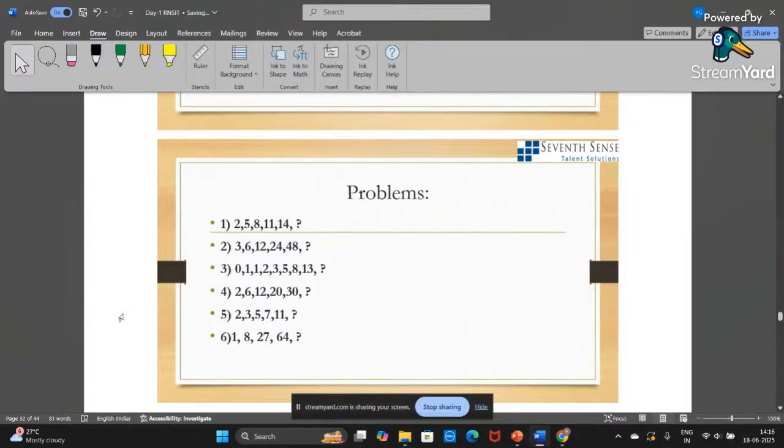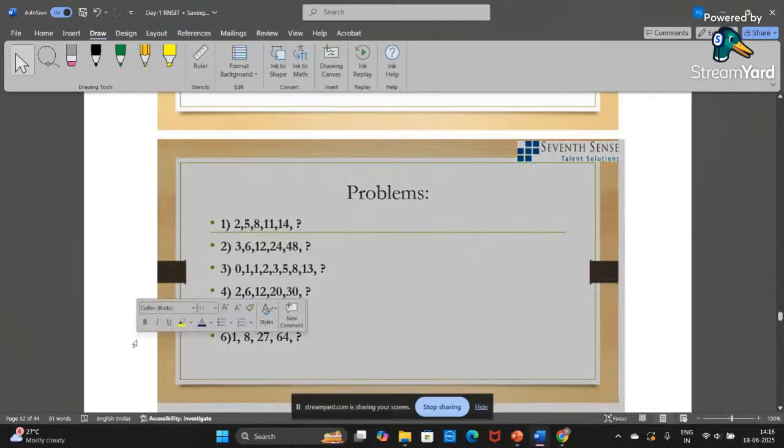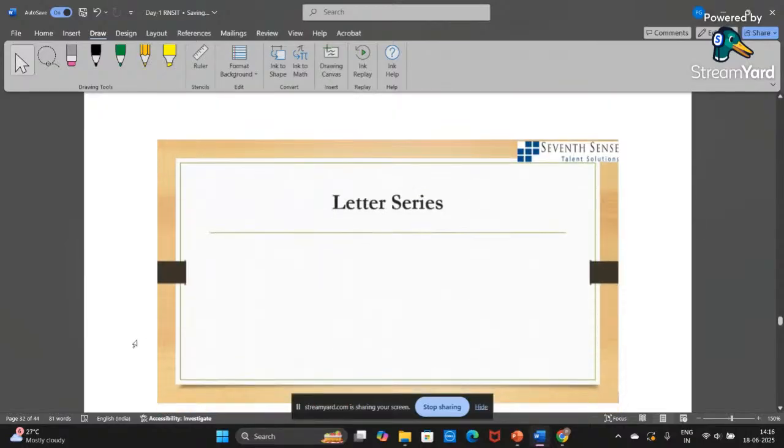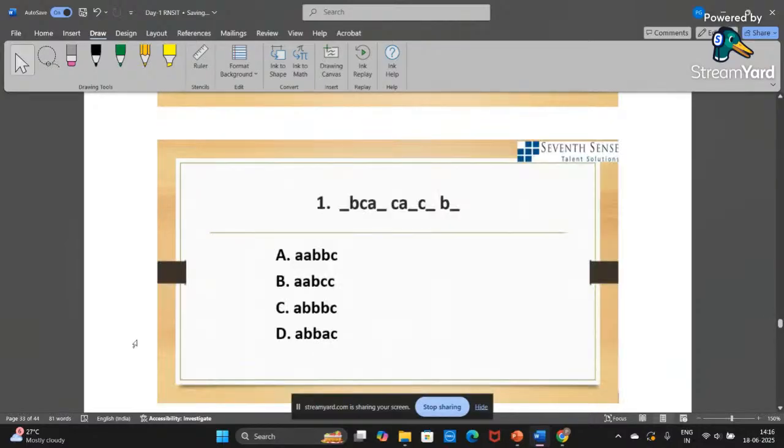These are the problems for you to solve. Just take the screenshot of this and solve. Now let us move on to the next topic, that is letter series. Before starting, let us write the alphabets.